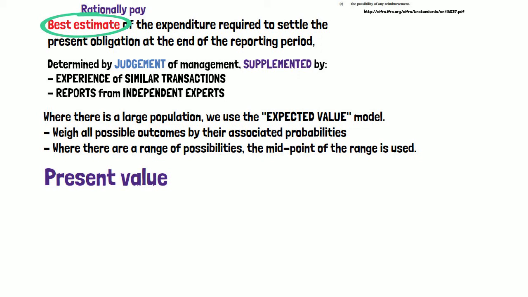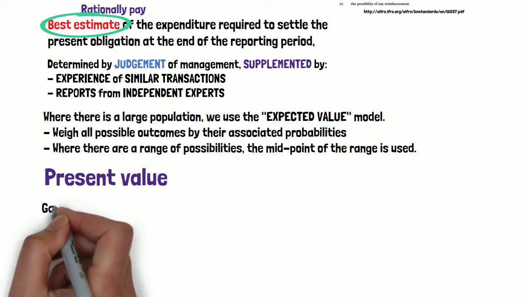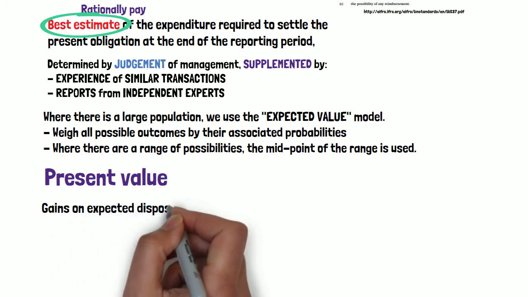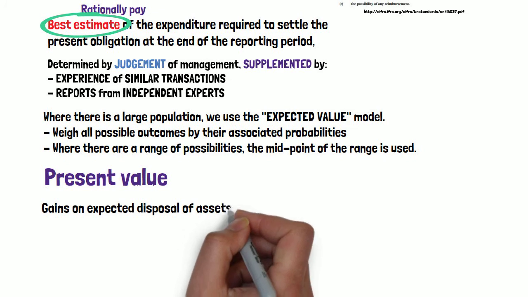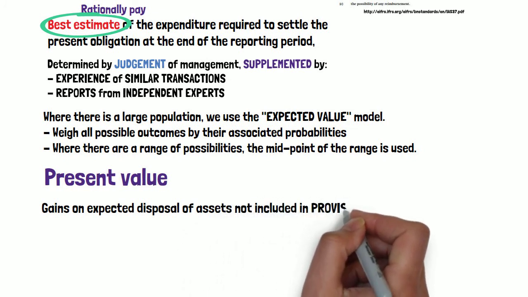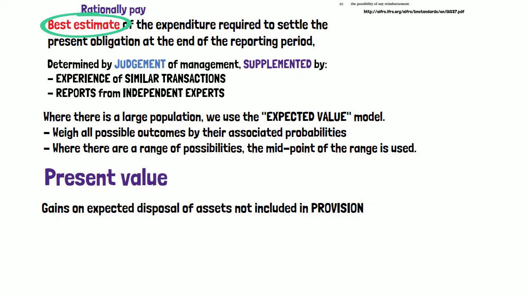Now, we will cover how to calculate present value. I'm not going to go into it here, but essentially we need to calculate the present value of any of these financial effects. Next, any gains on expected disposal of assets as a result of any events that give rise to these provisions or contingent liabilities cannot be included within the total of the provision or the contingent liability.